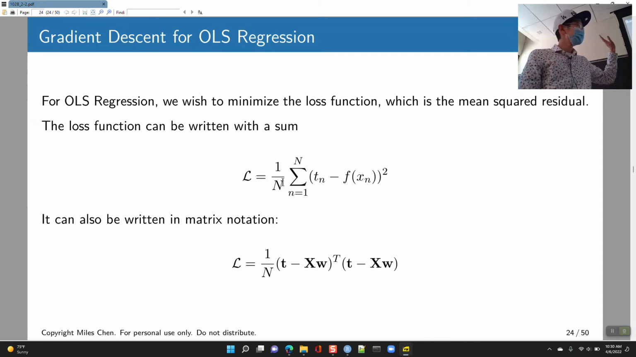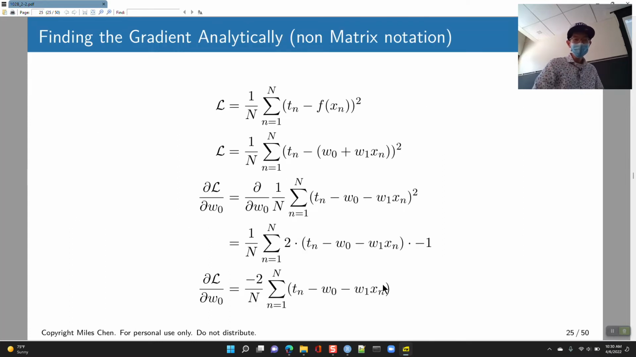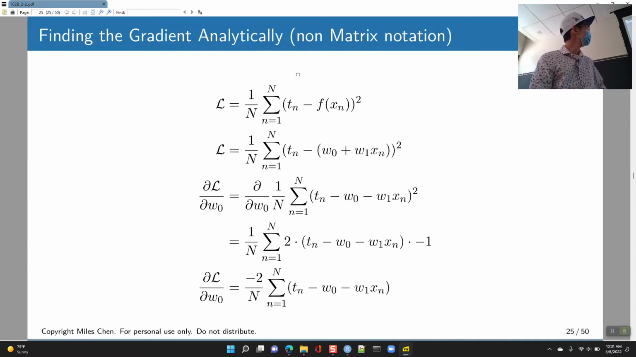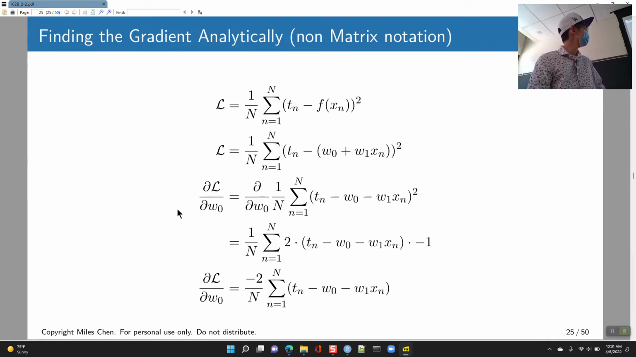So again, using this for least squares regression is a little bit silly, but we're going to at least demonstrate that it works. Here is our loss function written in matrix notation. It's t minus xw transpose times t minus xw, times 1 over n. And we are going to find the gradient of this, okay?